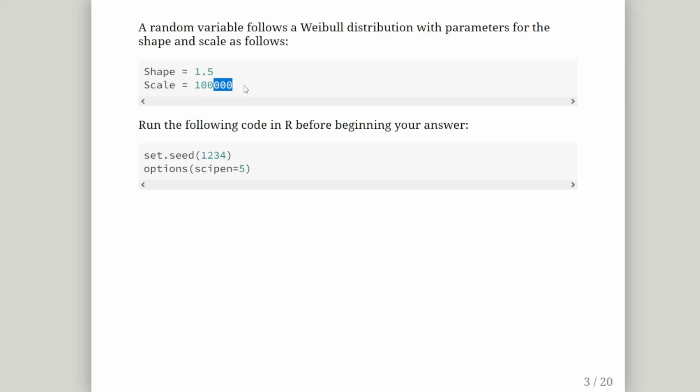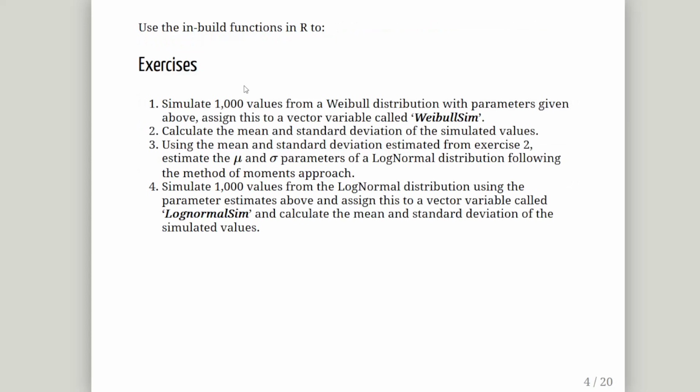So we're going to set the seed as 1, 2, 3, 4, and options, scipen equals 5. It's just to sort of control the output, as we print it out. You'll sort of see what I mean. Now, here are the exercises. Use the inbuilt functions in R to do the following exercises.